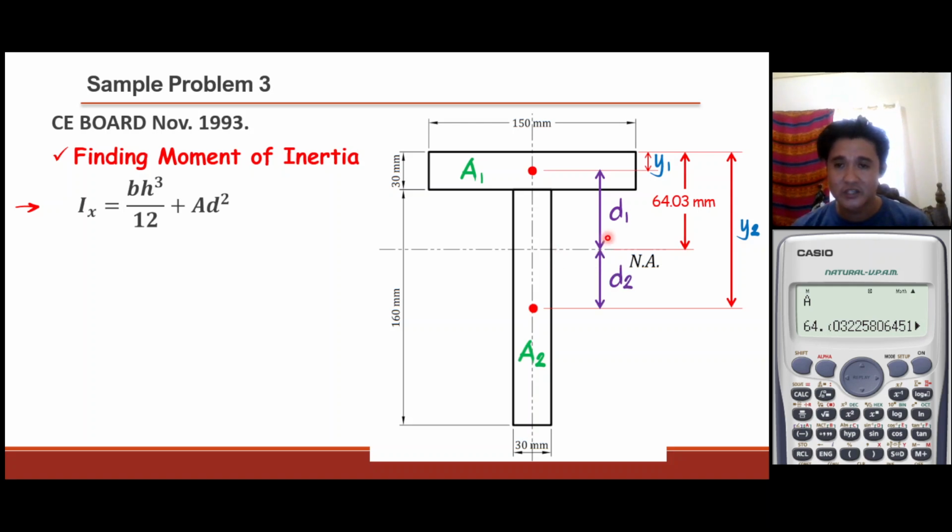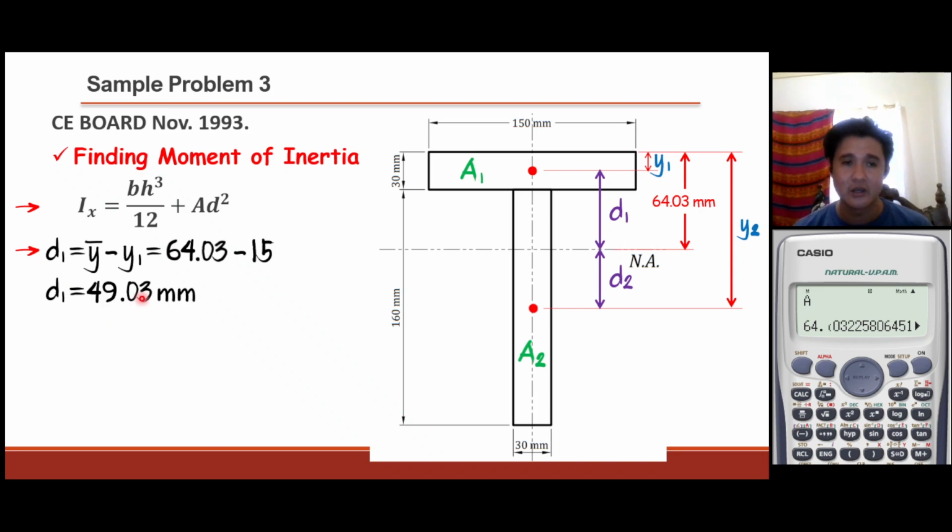So kailangan natin i-solve si D1, kailangan natin i-solve si D2. Okay? Solving for D1 and D2, very basic algebra na lang yan. So, para ma-solve natin si D1, kukunin natin si 64.03 or si Y bar, tapos ibabawas natin yung kalahati ni 30 millimeters. So, 64.03 minus 15 or yung kalahati ni 30 millimeters, that would give us a value for D1 na 49.03 millimeters. Okay? Very basic job lang yan.